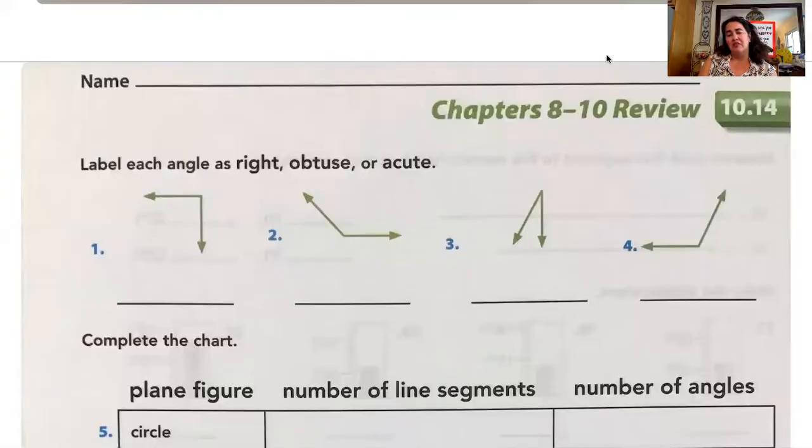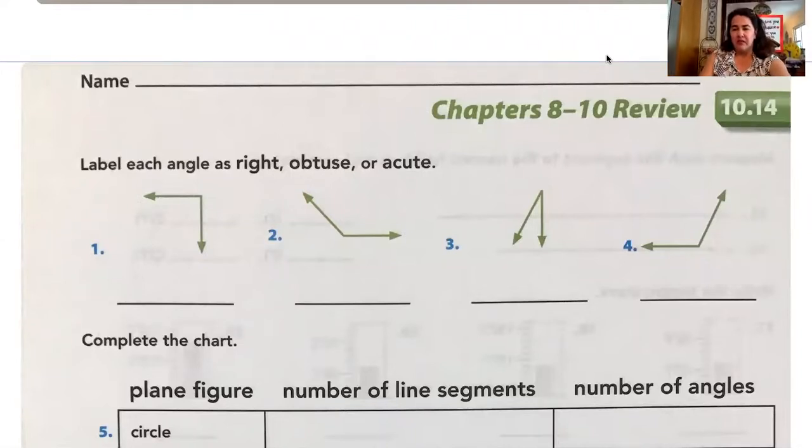Here we are, second graders. I'm going to go through and read all the directions with you, and then I want you to stop the video and do your best to finish this review. Then you'll come back and we'll correct it together, and that will help us better understand or remember concepts we may have forgotten.